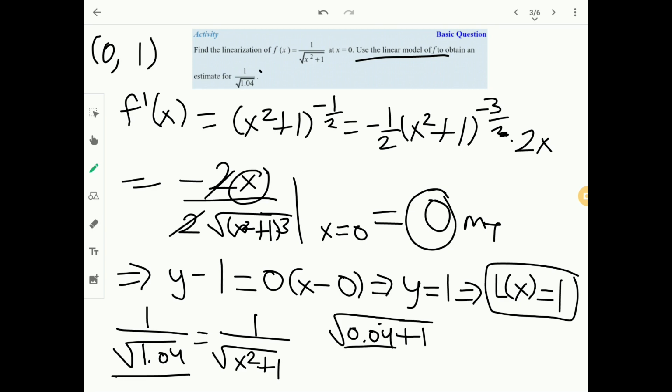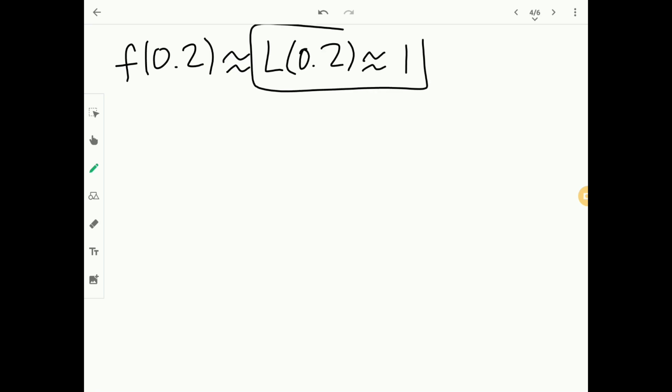Now what squared? X squared equals 0.04. Then what does x equal? X is equal to plus or minus 0.2. Substituting here, f of 0.2 is approximately equal to L of 0.2, which is approximately equal to 1. And this is your answer.